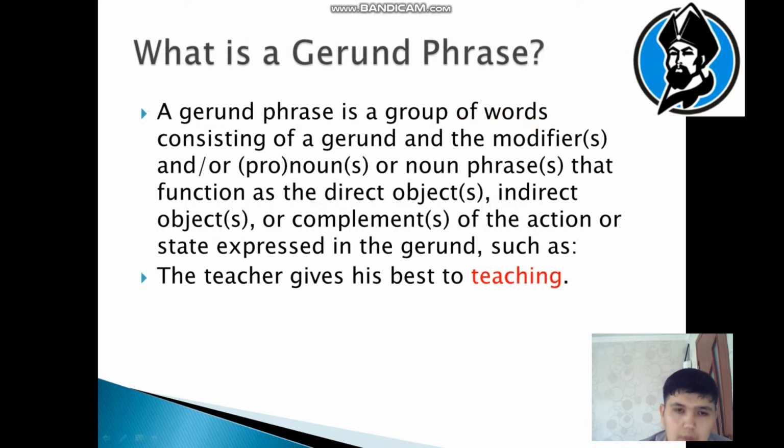Also, gerund is used not solely, but in a group of words, like any other parts of speech or a member of a sentence in the English language. A gerund phrase is a group of words consisting of a gerund and the modifiers, pronouns, or noun phrases that function as a direct object, indirect object, or complements of the action or state expressed in gerund, such as the teacher gives his best to teaching.